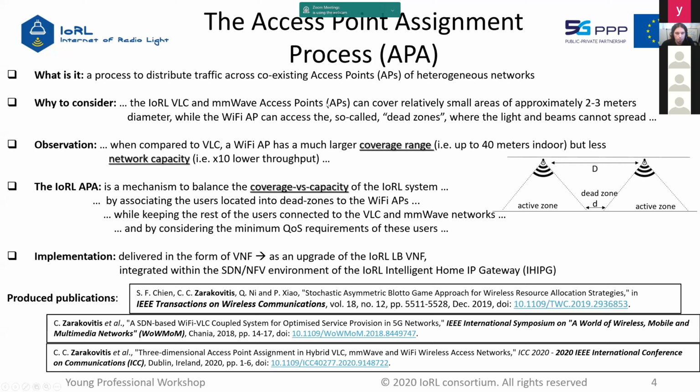Internet of Radio Light, VLC and millimeter wave access points can cover relatively small areas of approximately 2 or 3 meters diameter, while the Wi-Fi has ubiquitous access. For example, in this figure, we see that a user can be within the active zone of a VLC lighthead. However, at some random time instances while this user moves across the room, it can be placed within a dead zone where no millimeter wave or VLC access is available.